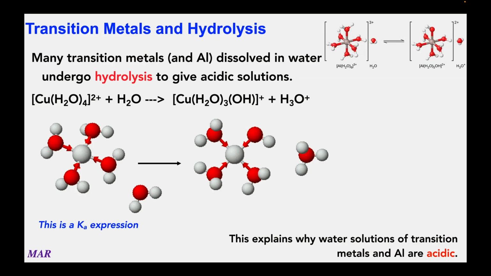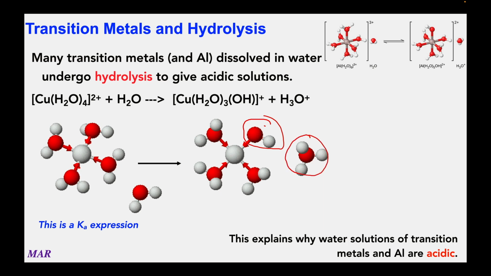Transition metals are almost always acidic, and the reason is that they undergo what's called hydrolysis. This is an example of a copper transition metal, copper 2+, surrounded by waters. Another water comes in and extracts one of the H pluses from one of the waters connected to the copper. If you look right about here, there's a hydroxide. The water stole that H plus relatively easily to make just a hydroxide, and in the process you end up with hydronium.